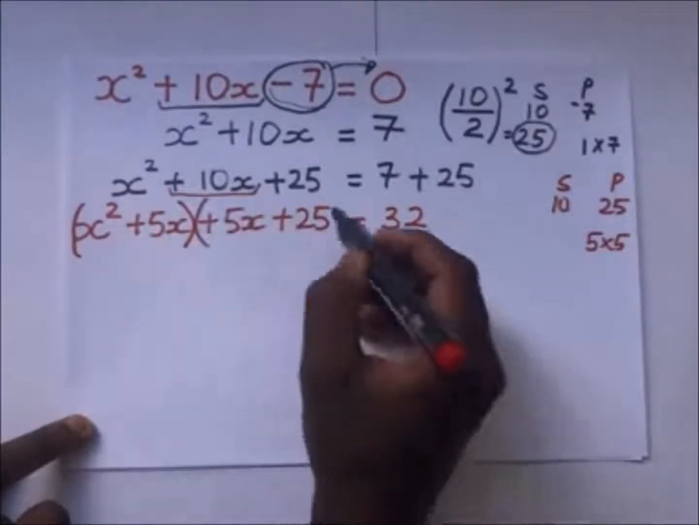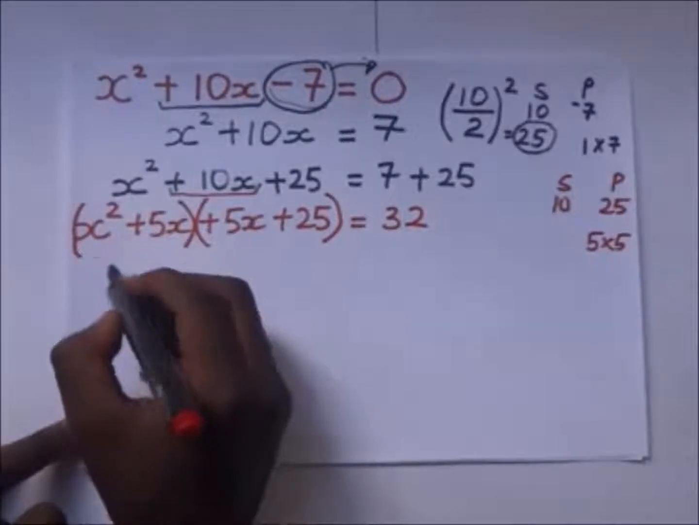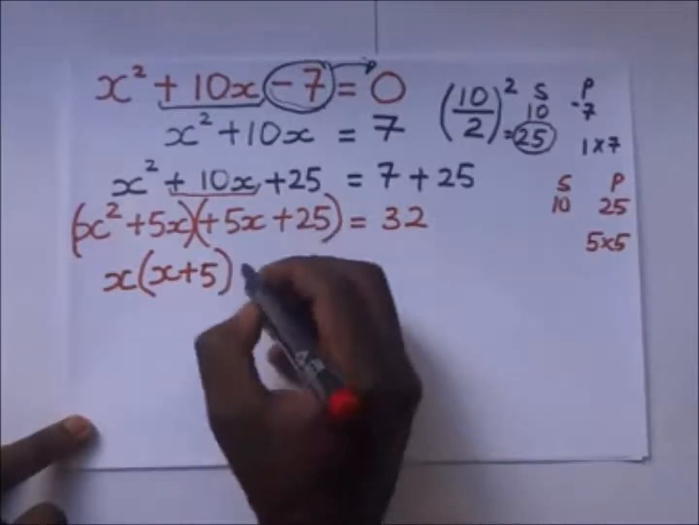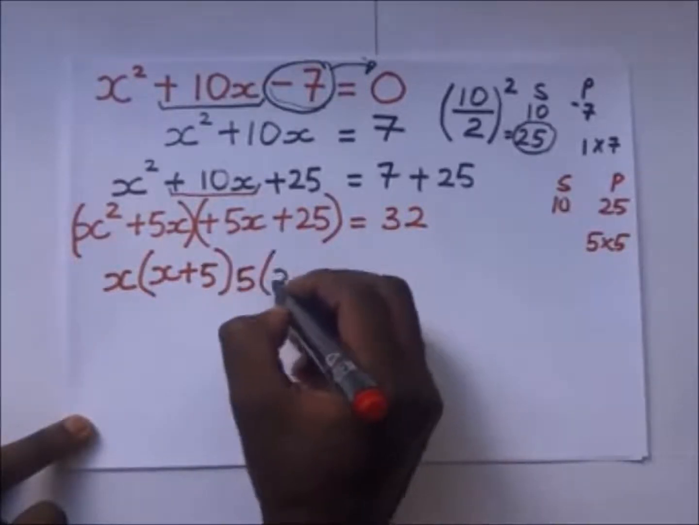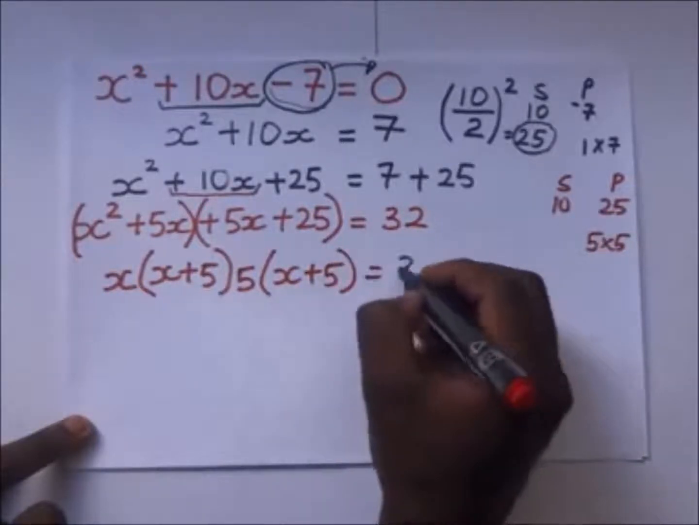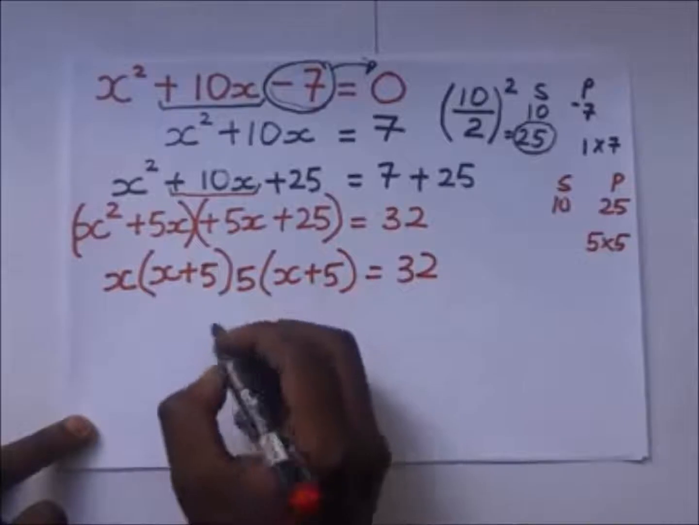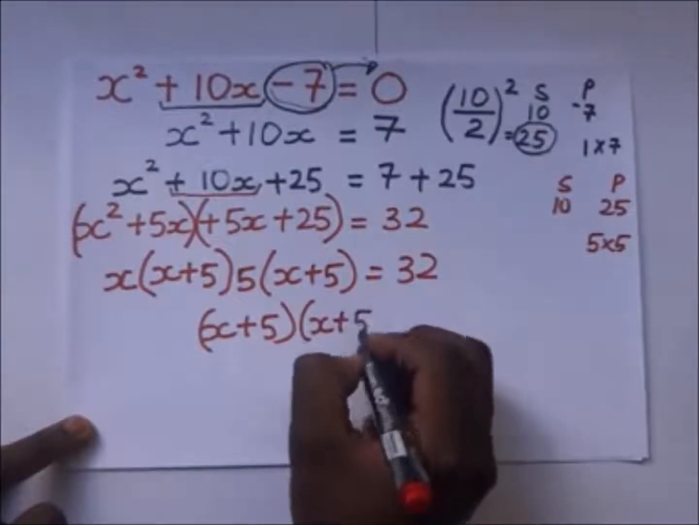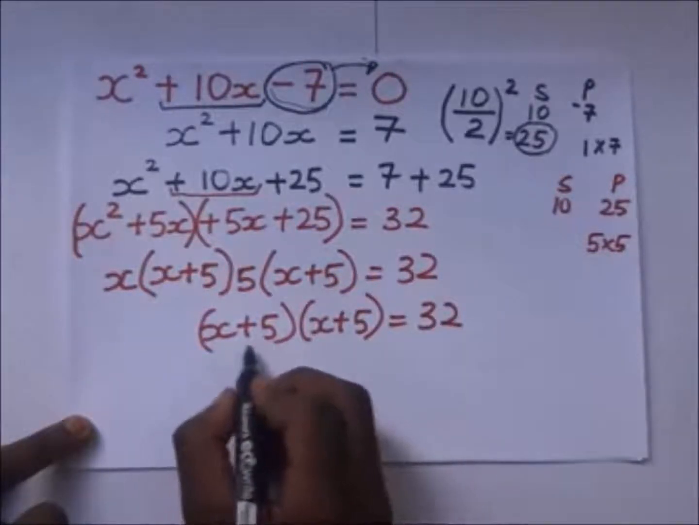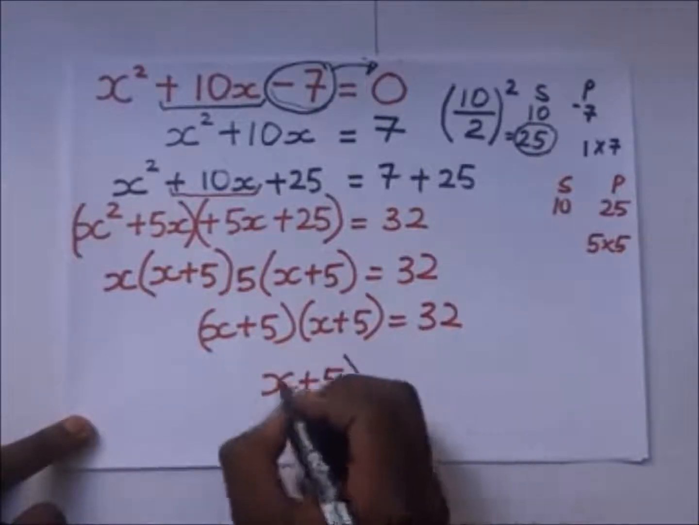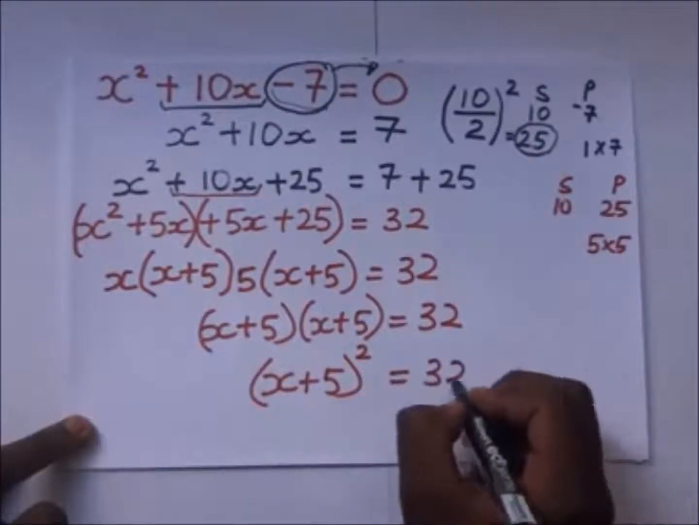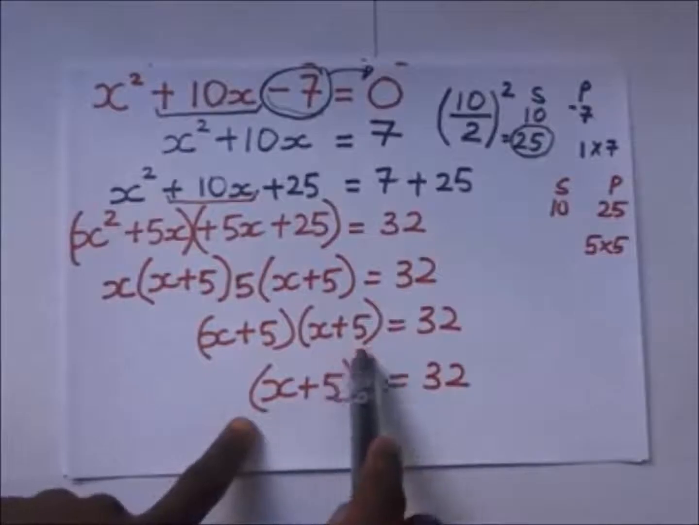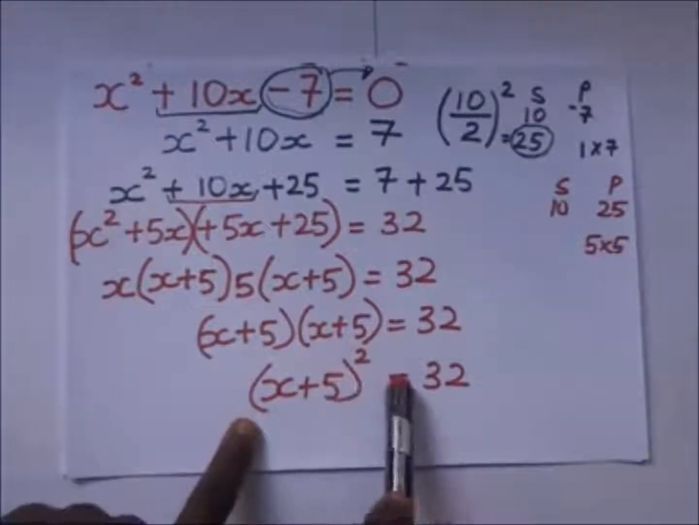So when we put this in brackets and that in brackets, we factor out x from the first pair, into x plus 5, and factor the 5 outside the brackets, into x plus 5, is equal to 32. So from this point we have x plus 5 into x plus 5 is equal to 32. So this becomes x plus 5 squared is equal to 32. Now you realize that when we did this, we made this side of the equation a perfect square. It's a perfect square that is equal to 32.